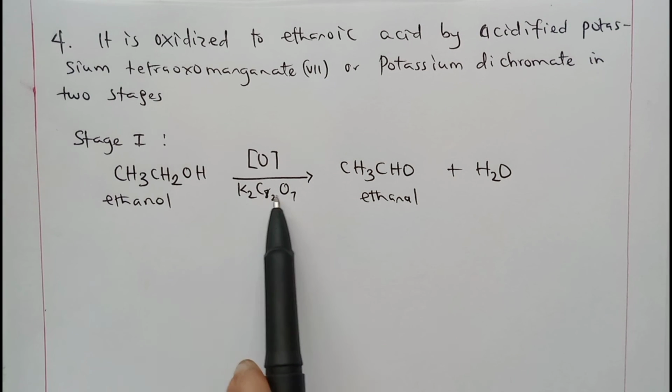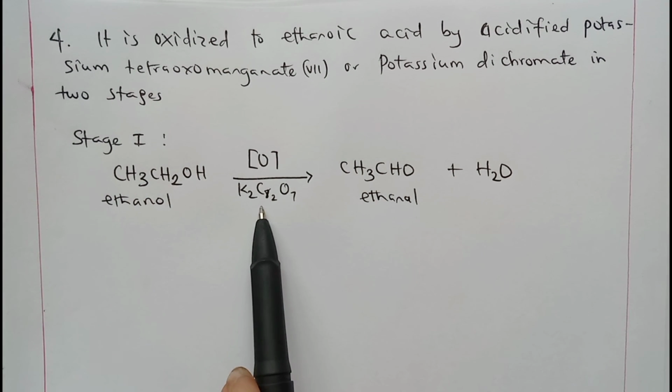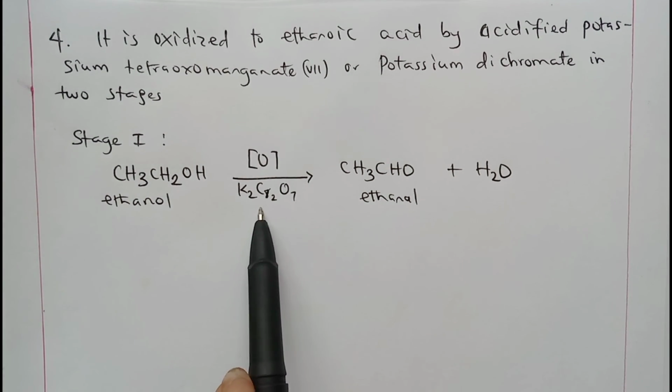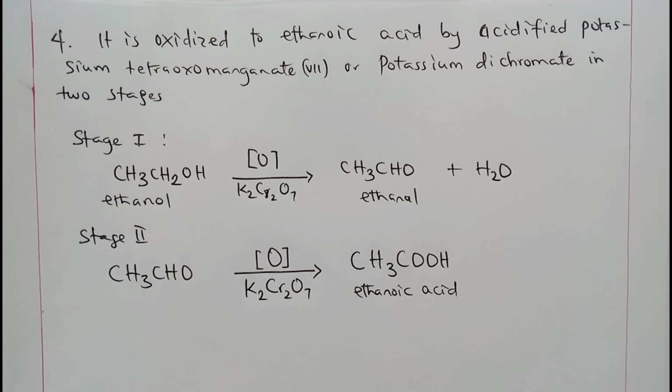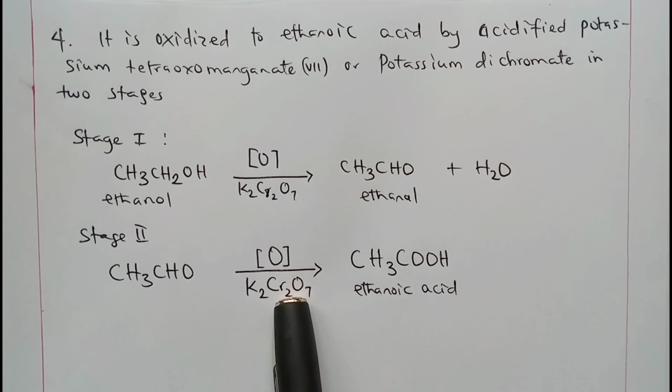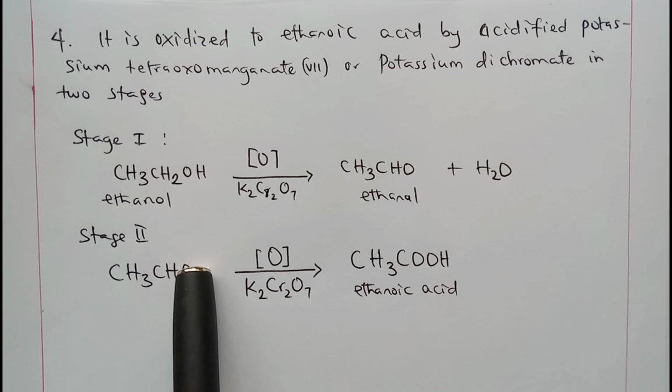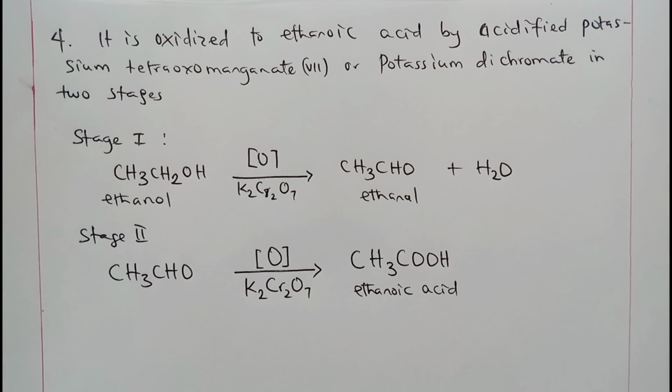This is oxygen gotten from potassium heptaoxodichromate(VI). In the further reaction, the oxygen from potassium heptaoxodichromate(VI) will convert this to ethanoic acid. This is an oxidation reaction. I want you to know that this is an oxidation reaction because oxygen is being added to ethanal to give us ethanoic acid. Let's look at the uses of ethanol.